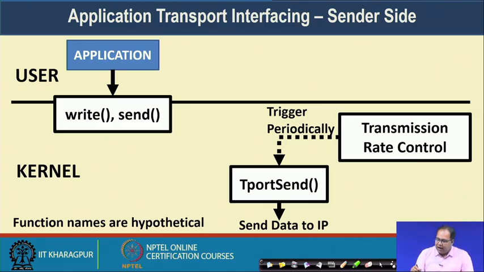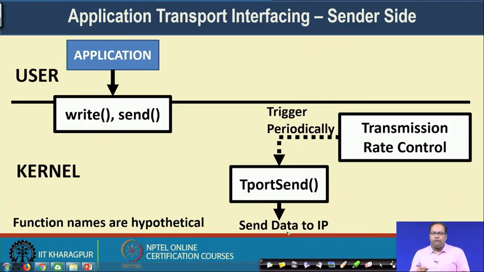Now, here you have this transmission rate control module. This transmission rate control module, based on your flow control algorithm, will use this function. The names of these functions are hypothetical, not directly matching what is implemented in Linux, just to give you an idea about how you can implement your own transport protocol. So, you have a function called tport send. It is triggered periodically based on your transmission rate control, based on your flow control algorithm, based on your window size, that is how much data you can send. So, this particular function is being called and the data is sent to IP, the next layer of the protocol stack, the network layer of the protocol stack.